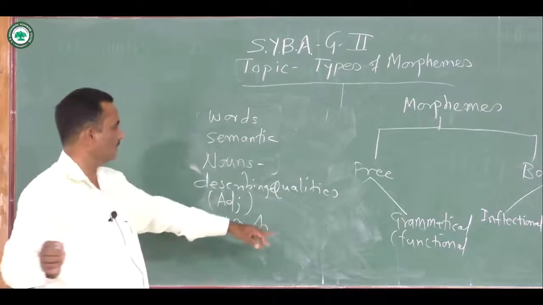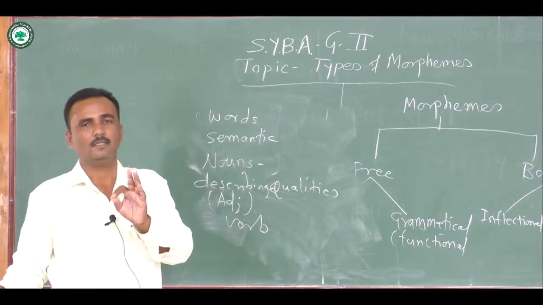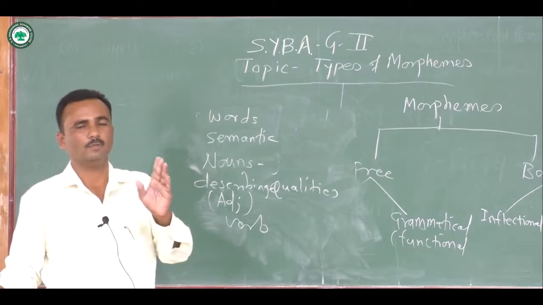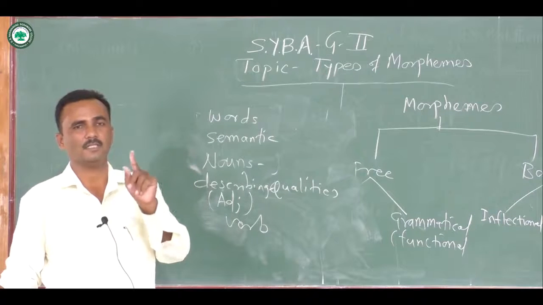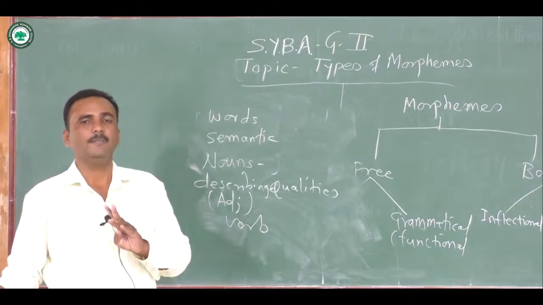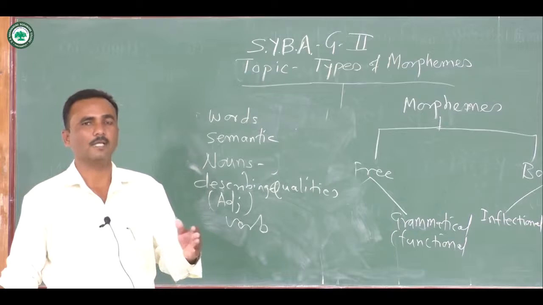So these are the lexical morphemes. Lexical morpheme has a semantic function, and these are called the open class. We have to keep in mind which is the open class: noun, adjective, adverb and verb, because many words are added to them in a language.